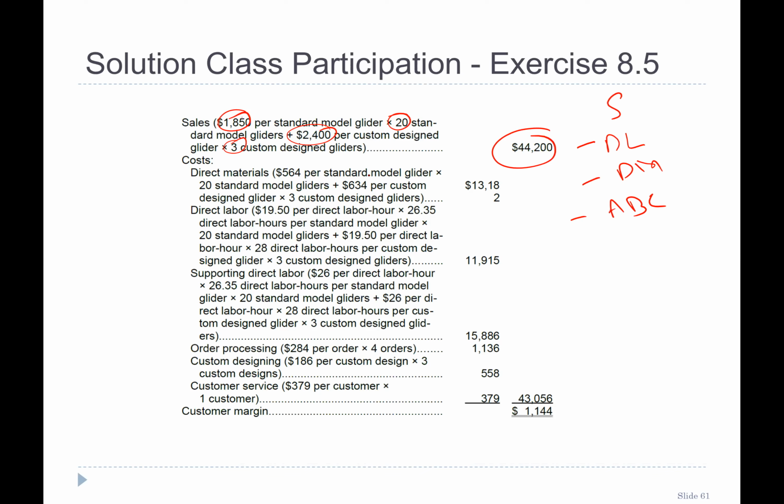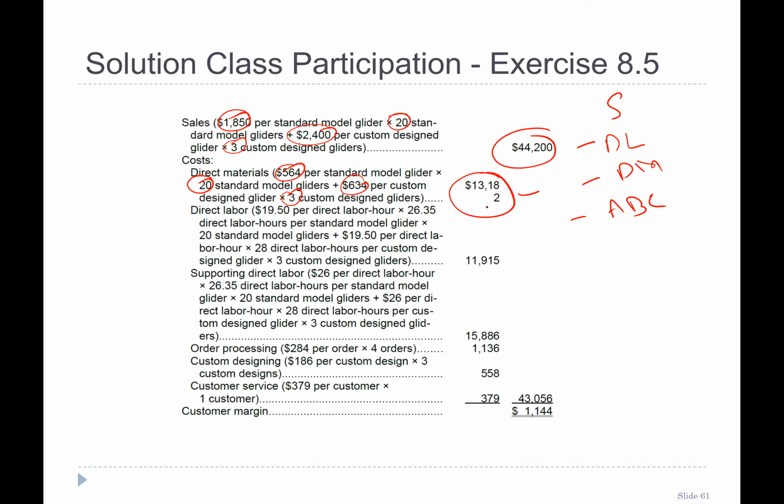And then we have direct material. Per unit material is $564, and standard model is sold 20, plus 634 per custom design order multiplied by the 3 custom design orders. So total 13,182. Please confirm your answer.